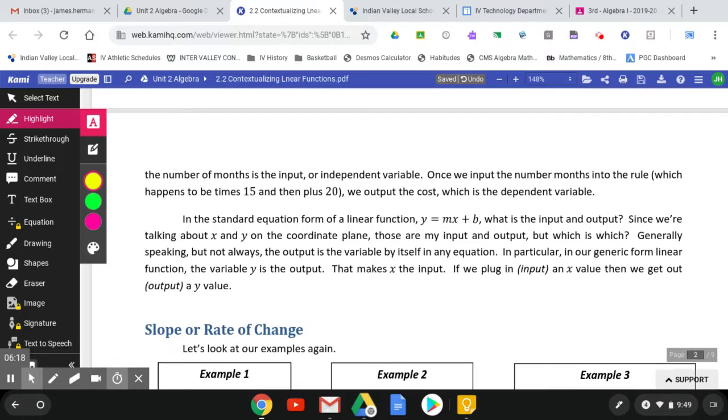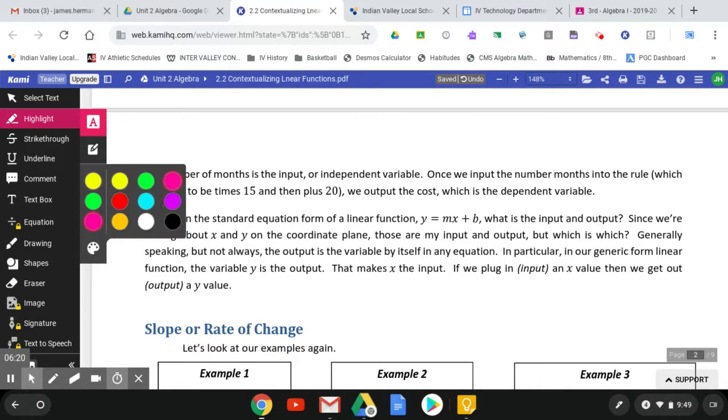Down here, I want this one. I'm going to put this in pink, and I want to explain this. In the standard equation form of a linear function, y equals mx plus b. I have a little problem with this. It's just a minor problem, and I want to explain it to you because it allows me to explain something else to you. I don't like the fact that they called this standard equation form of a linear function. Y equals mx plus b. We've already named that, haven't we? What do we call it?